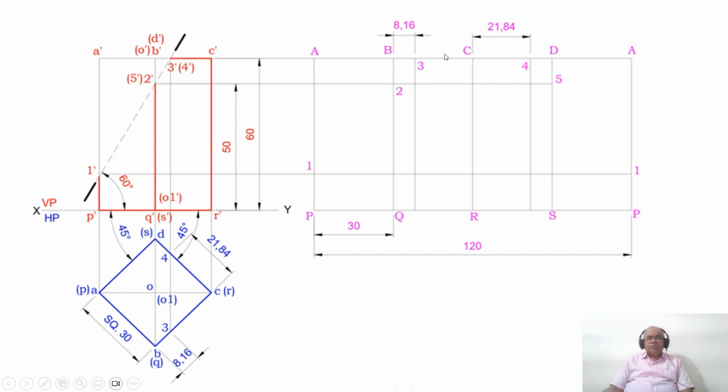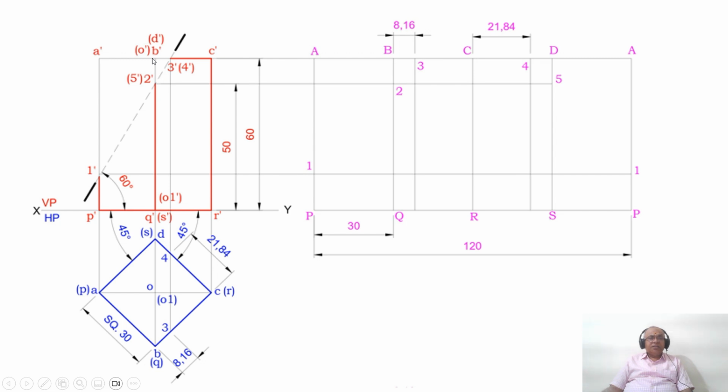Here BC is in true length, but B dash C dash in the front view is not in true length because BC is inclined to VP. Since BC is inclined to VP, what is the length of BC? In this case it is 30, because B dash C dash is parallel to HP, so we are getting the true length. Since BC is inclined to VP, this B dash C dash will not be in true length, but this BC is in true length.